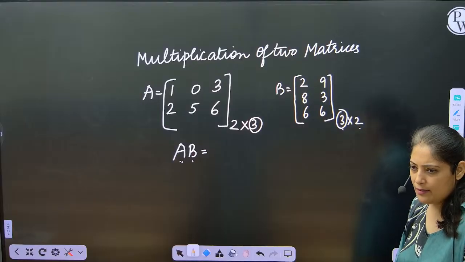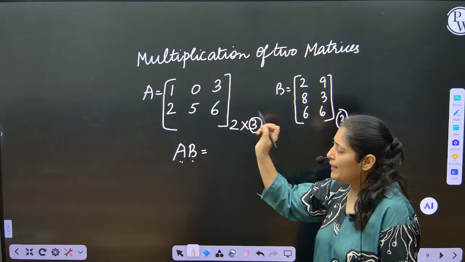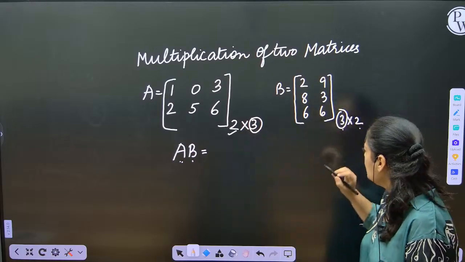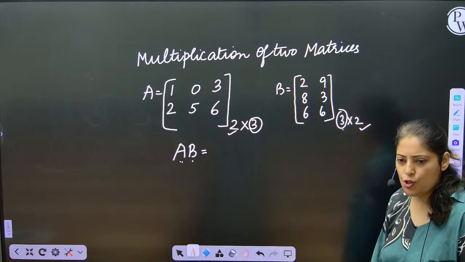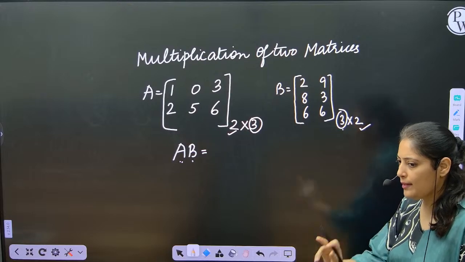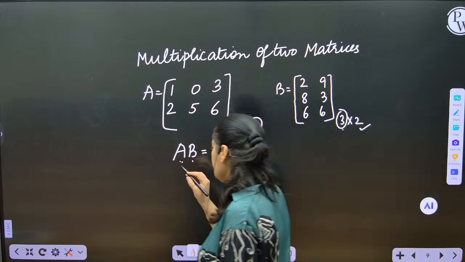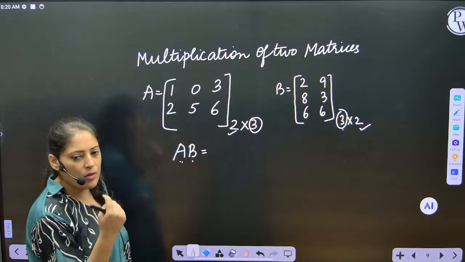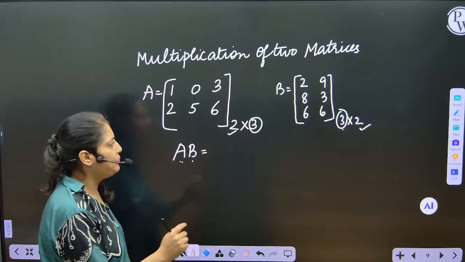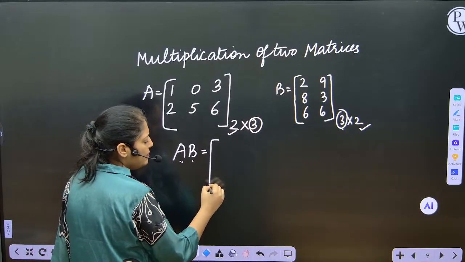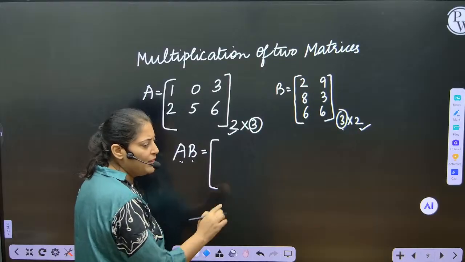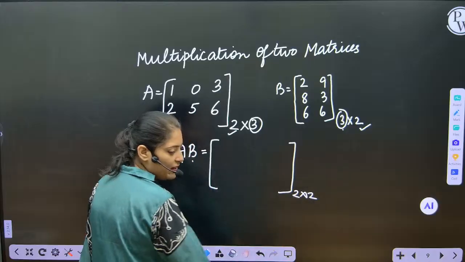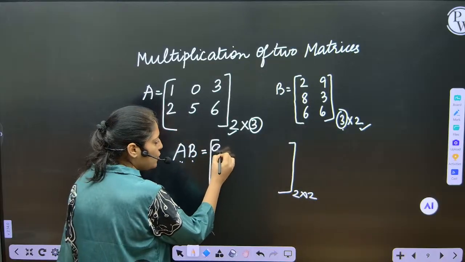Alright, shall I start? Now, when you will multiply, you will see one thing. You will get a matrix of 2 cross 2. The numbers which are left, that matrix you will get. How? That I'll tell you. Alright, now see it very carefully. As I told you, which matrix will you get at the end? A 2 cross 2 matrix you will get.